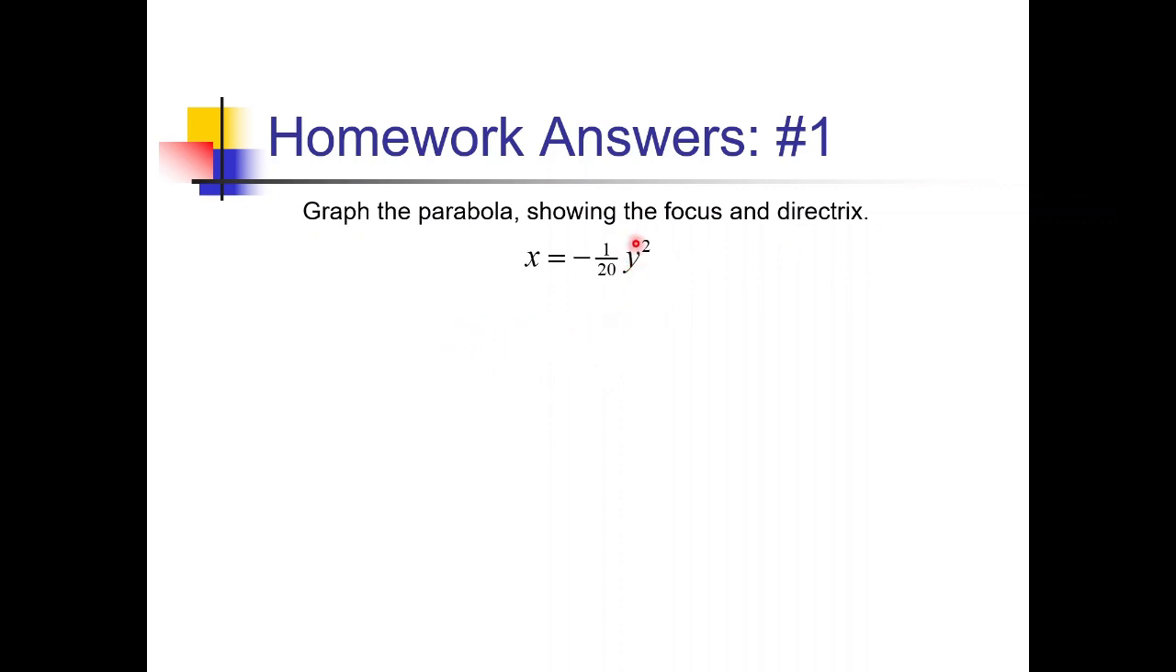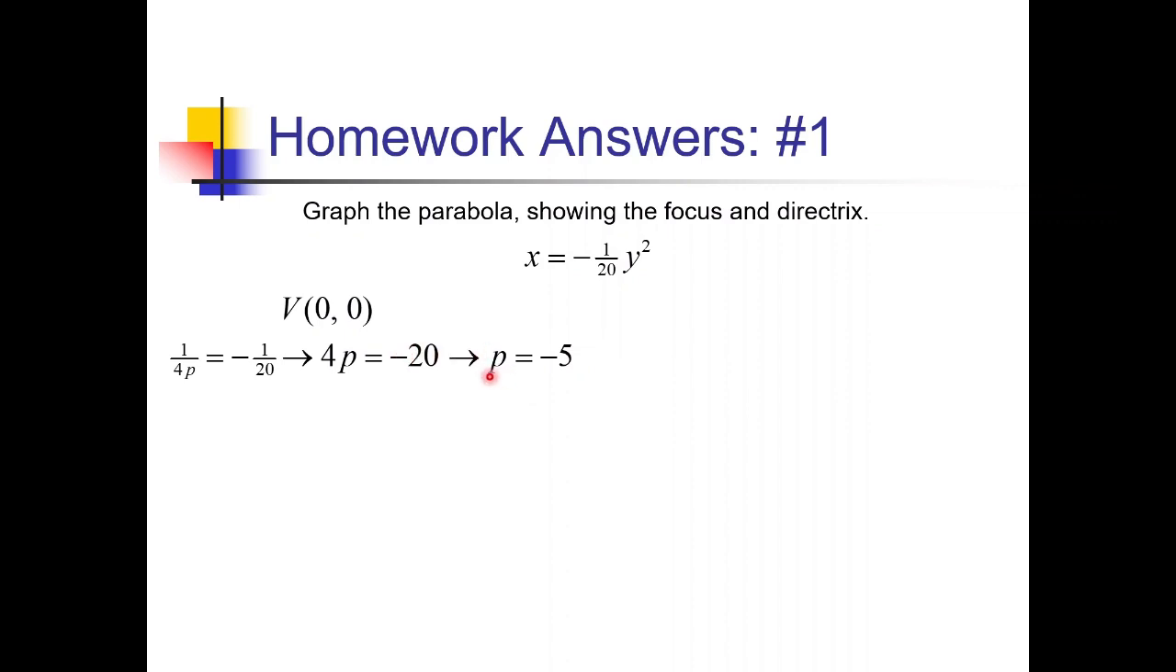There's an invisible y minus 0 in there, so that gives us 0 for the y value of the vertex. There's an invisible plus 0 out here, so that's 0 for the x value. So 0, 0 is our vertex. We also need to find the p-value. We can do that by setting 1 over 4p equal to this negative 1 over 20. If I cross multiply, that gives me 4p equals negative 20, which leads me to the conclusion that p equals negative 5.